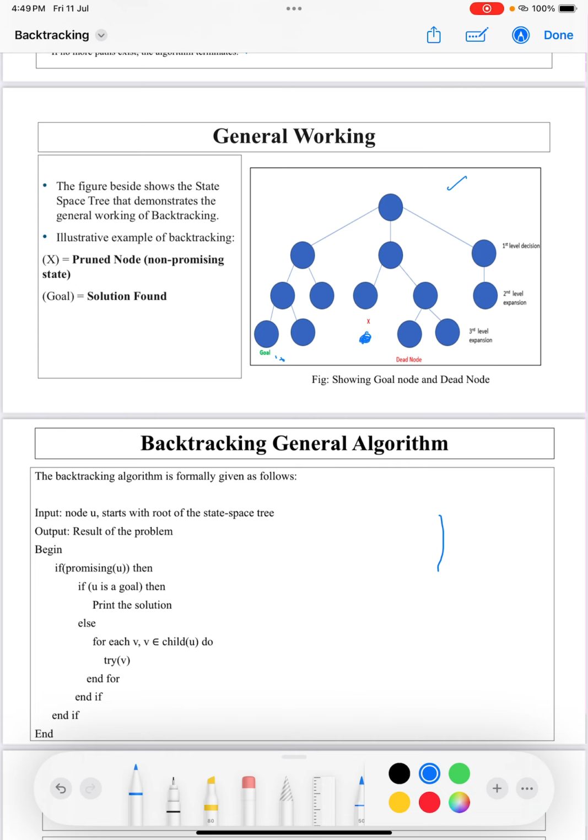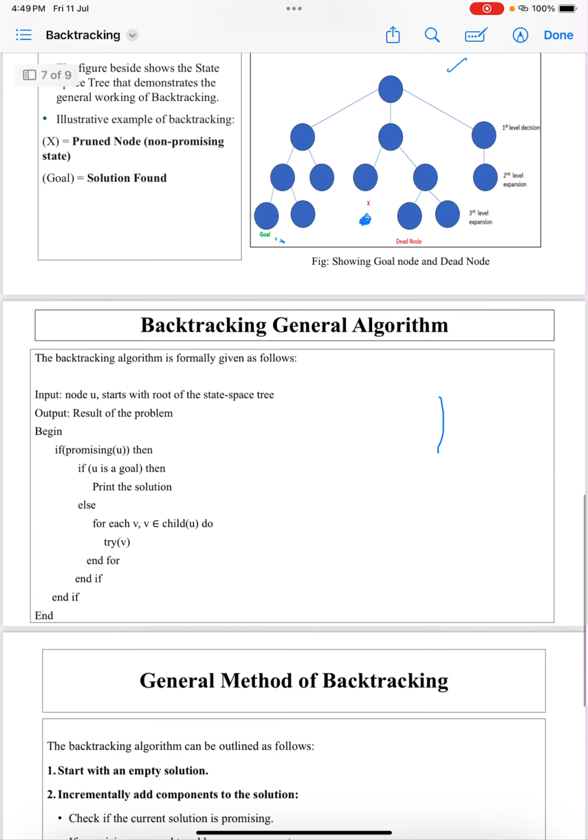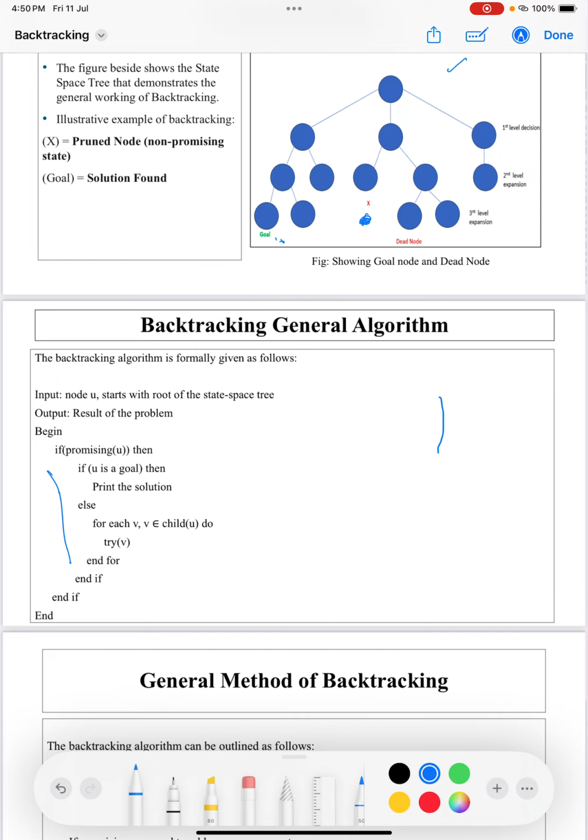This is a general backtracking algorithm. Input node U starts with the root of the state space tree, output the result of the problem. So we have to start with: if U is a promising node, then if U is a goal, then we have to print the solution. Else, for each V where V belongs to child of U, next we have to try V. Then keep doing it until you explore the solution. So just end the for, end the if, and end the process itself.